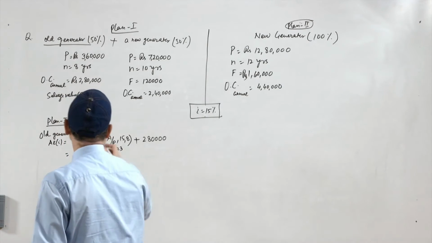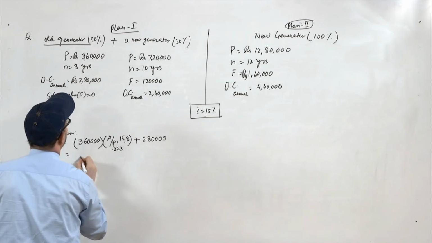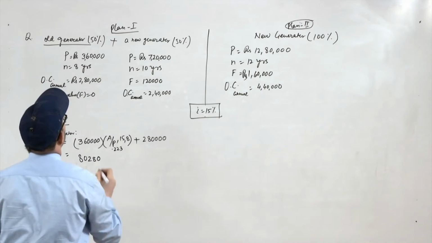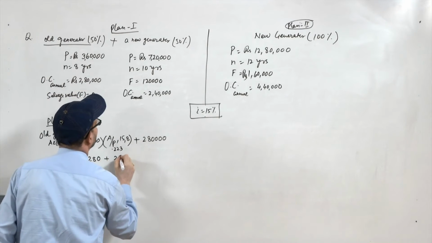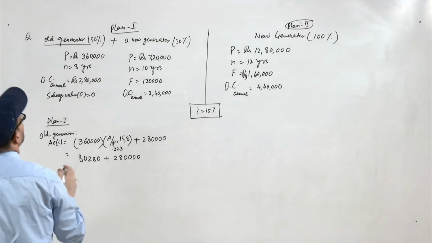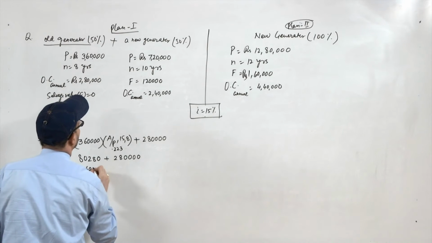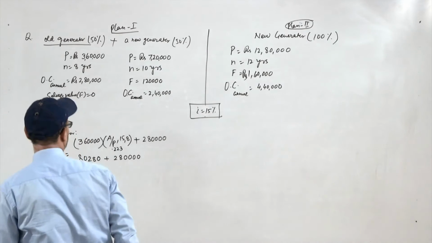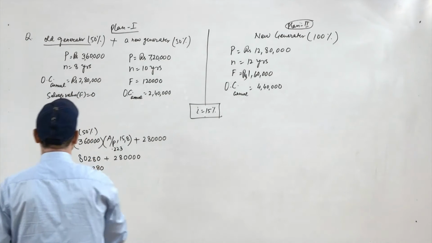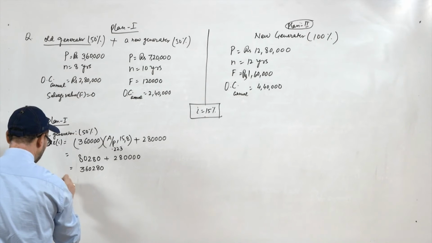In that case we will multiply this (80280) plus 280000, that is 360,280. Then now this is for the old generator which is giving 50%, and in the plan 1 the new generator which is giving another 50%.